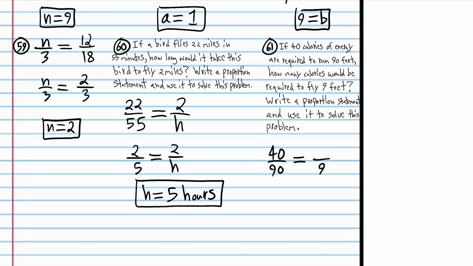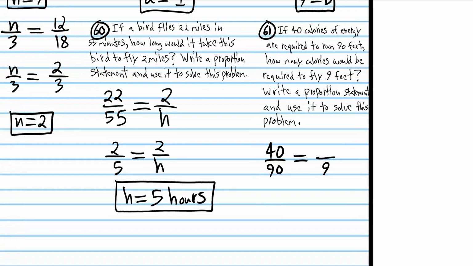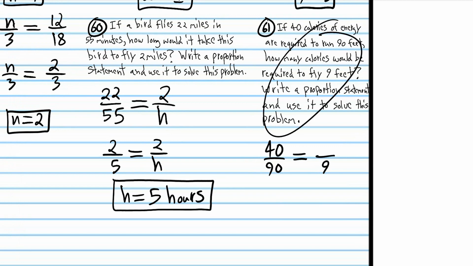And by the way, you could flip these. You could say 90 over 40. As long as you flip the other fraction also, you're still going to get the same answer. So I'm just writing it in the order that it was read.